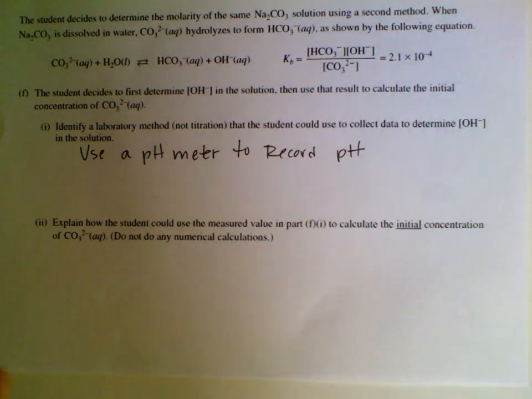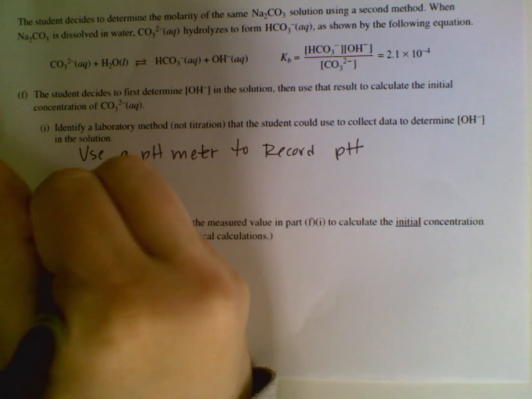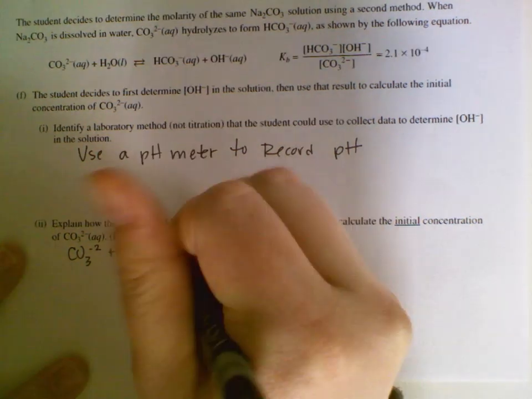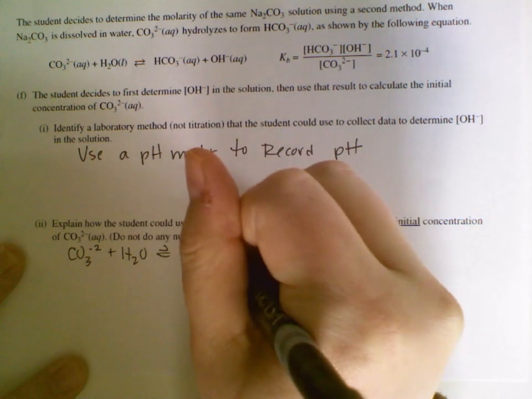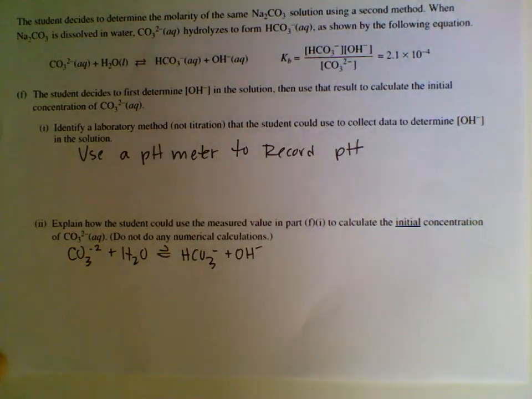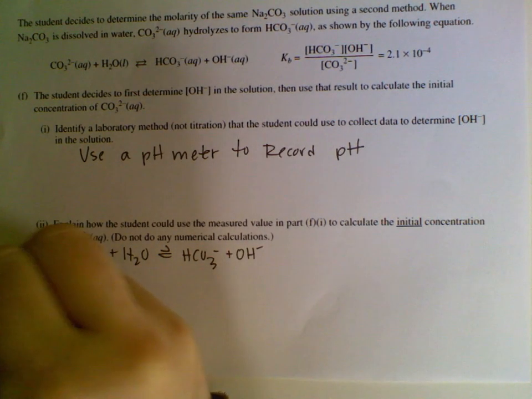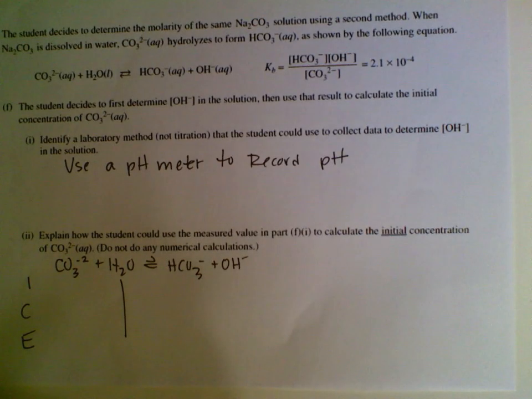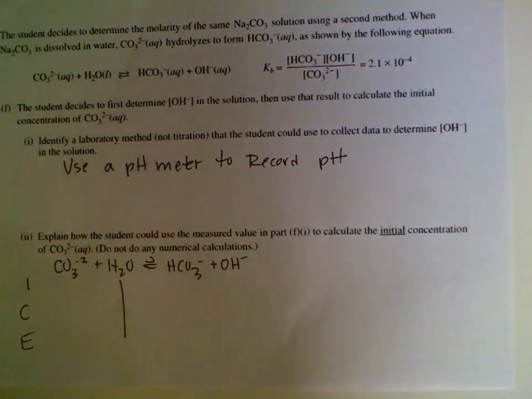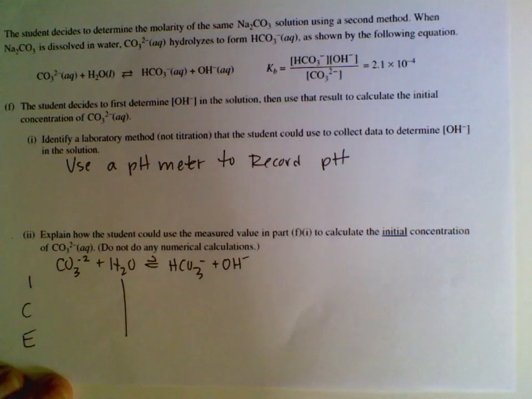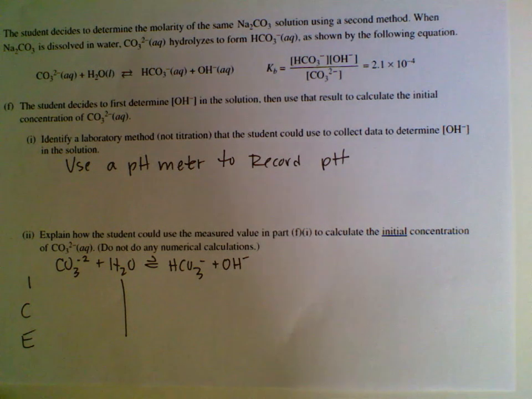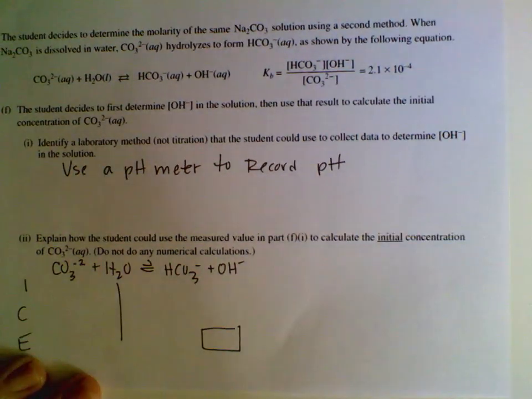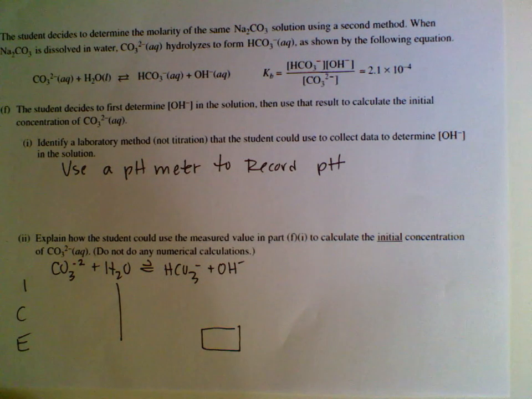So what I'm going to do is set up the ice table with my equation that's given. The carbonate 2- plus H2O at equilibrium with HCO3- and OH-. So that is the start of our ice table. H2O, because it's a pure liquid, is not included in the calculations. But what they're trying to ask you to do is refer back to part 1. If we use a pH meter to calculate the OH-, that is going to give me the value for the E for hydroxide in my ice table.